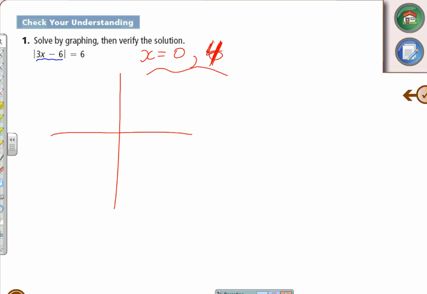Okay, so we've got to find the x-intercept of the original graph. 3x minus 6 equals 0, so 3x equals 6, x is equal to 2. Plug that on there. Then, looking at this graph, 3x minus 6, if it was not absolute value, it would have been a line with a y-intercept of negative 6 and a positive slope.